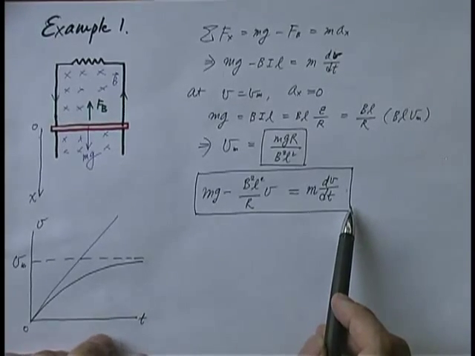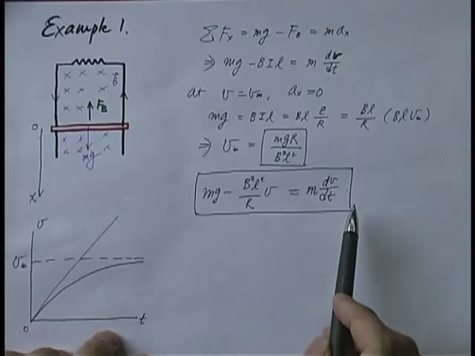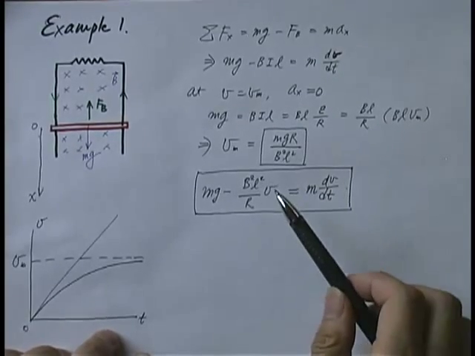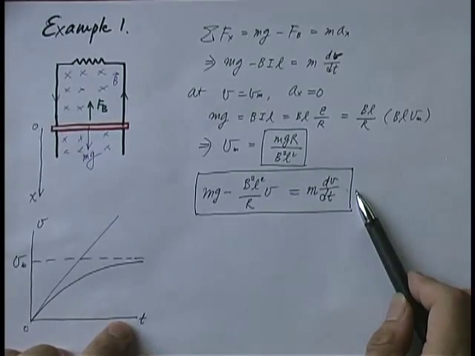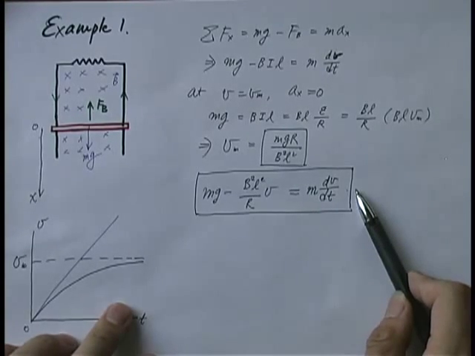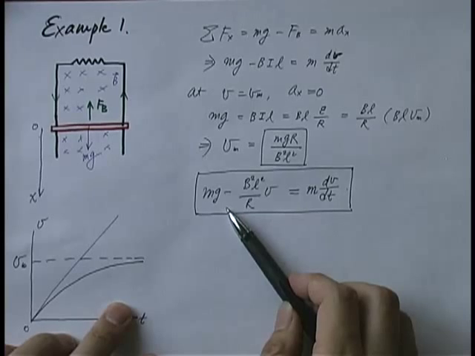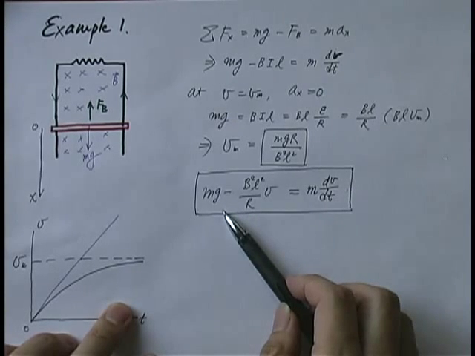Even if you didn't learn how to solve this type of differential equation in your math class, it's still quite simple to see. If you move this term to the other side, what's so special about this equation? You see, the left-hand side is just mg. It's just a constant, never changes over time.